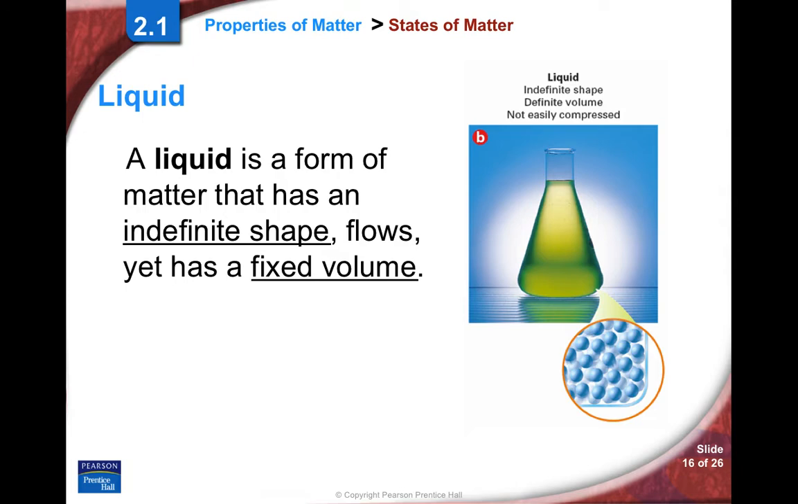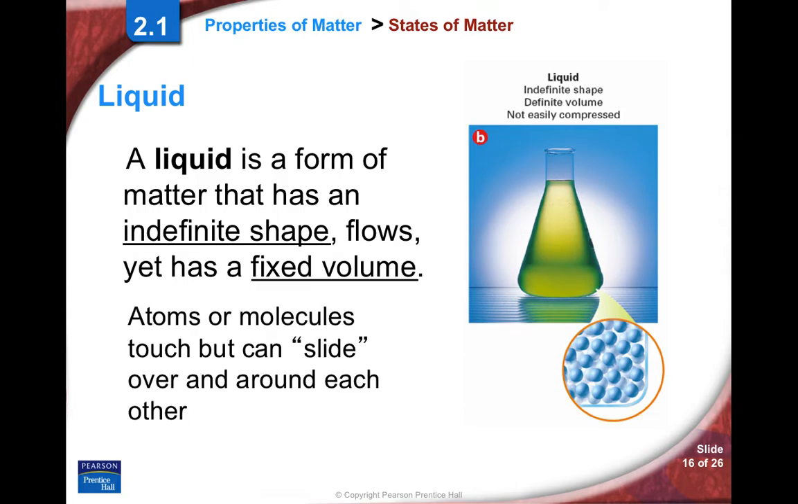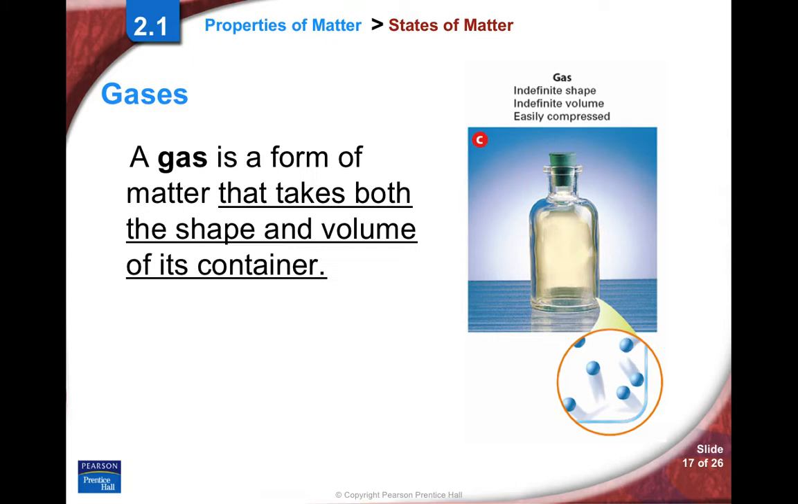Liquids have indefinite shape. They take the shape of their container, but the volume is fixed or definite. And then atoms or molecules in liquids are able to move around each other. So when something's melted, those atoms or molecules are free to change places, but the volume doesn't change for a specific temperature.